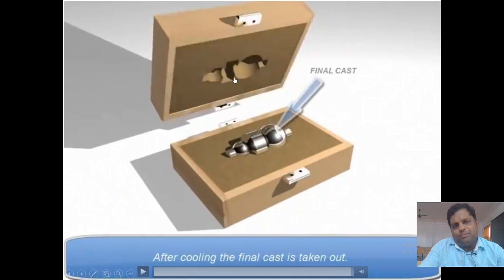The process of pouring the liquid metal into the cavity and taking out the final part is called casting. The process of getting the mold cavity by filling the sand in the drag and cope box while keeping the pattern is called molding. You need to understand the difference between molding and casting.